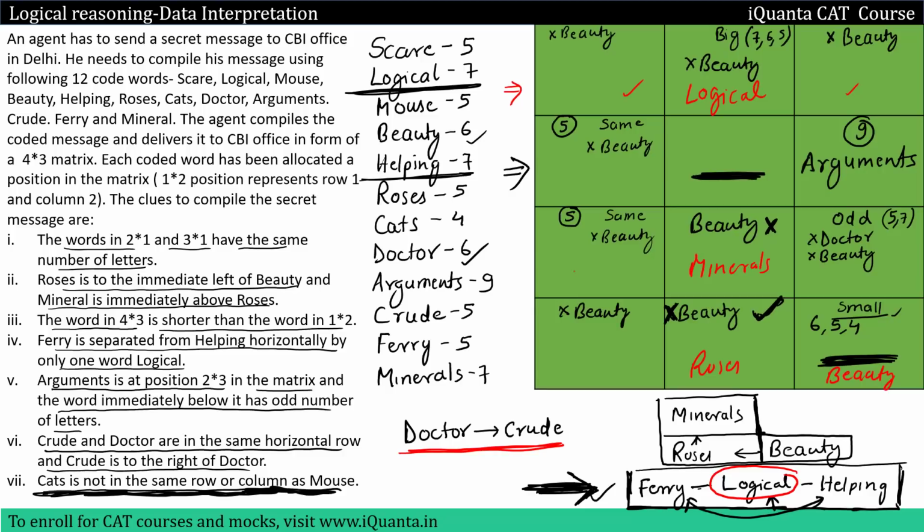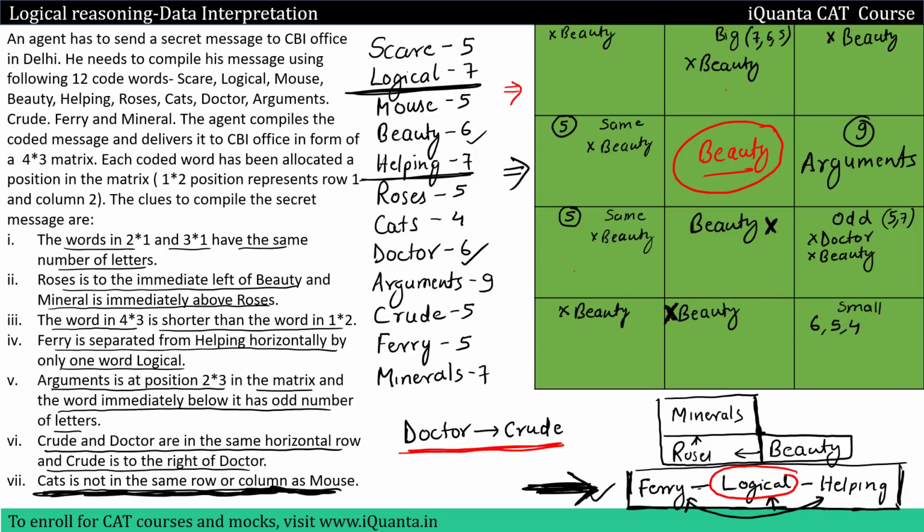So for doctor, we do not have any space when I assume that beauty will be over here. So that means I will remove beauty from here, and then I will take beauty to this new position now. I'll remove everything that was related to this particular assumption. So if I have beauty here, I will have roses at this position, I will have minerals here.